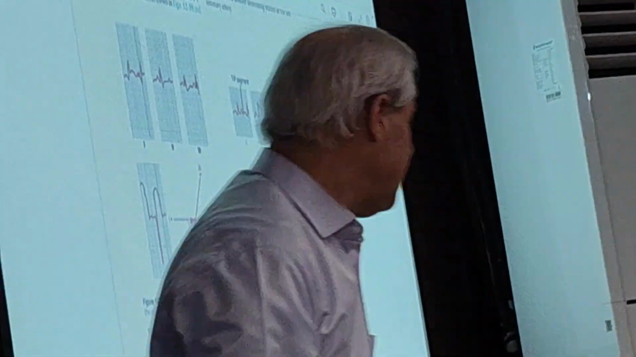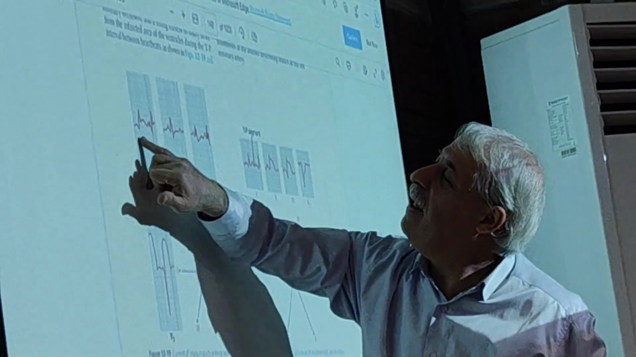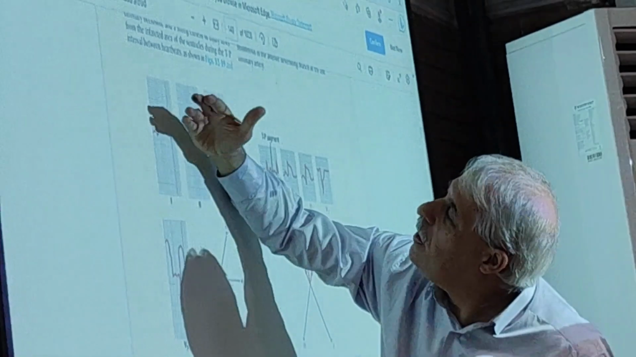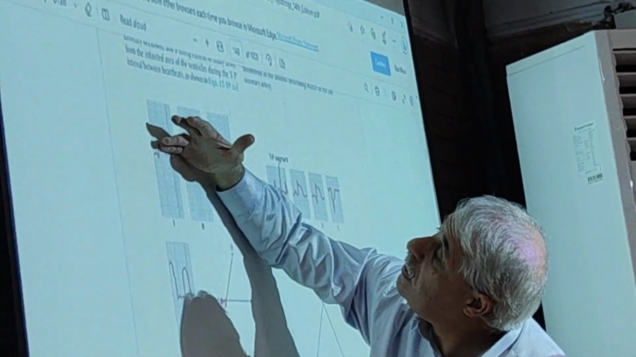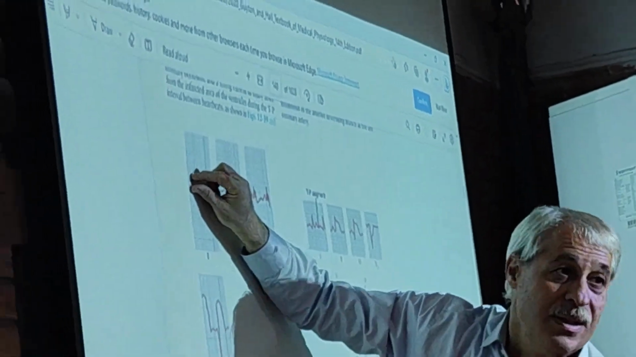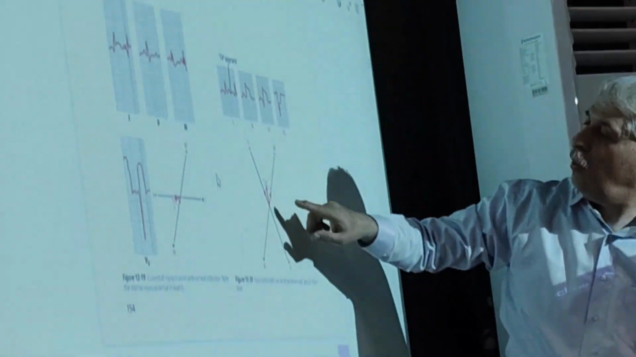Again, we have the same. Take a look. Make a perpendicular. See, this is QRS. This is the end of this. Make a perpendicular, a straight line here. Here in limb lead 1, this is negative. Take a look, limb lead 1.